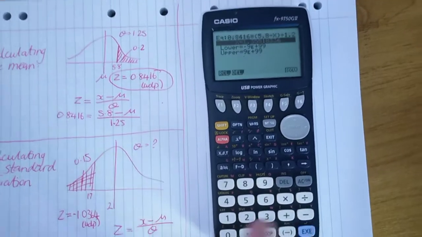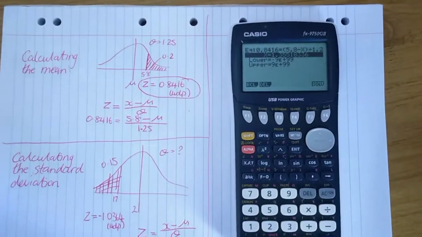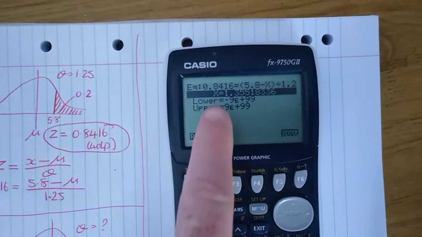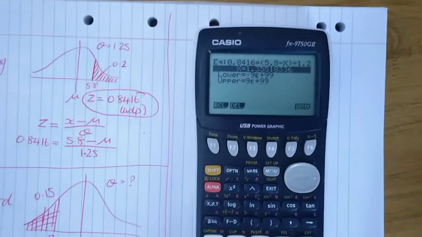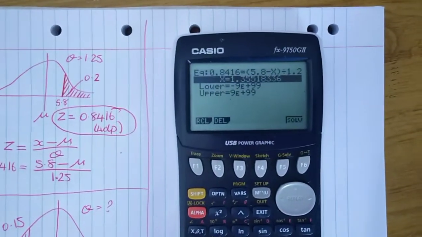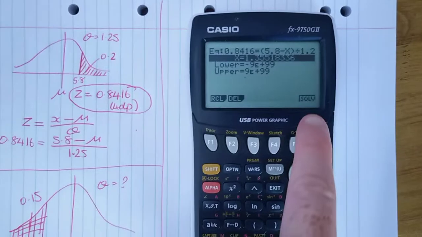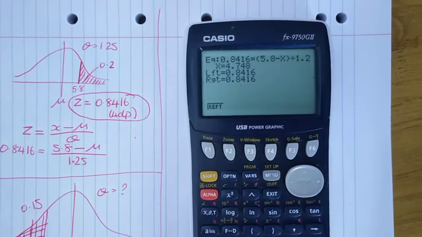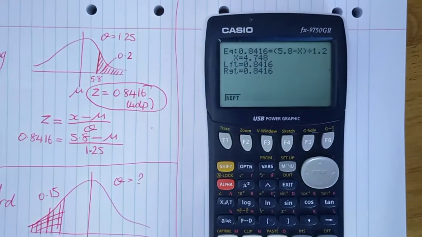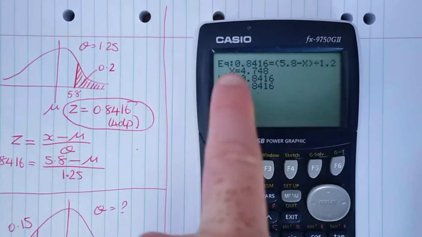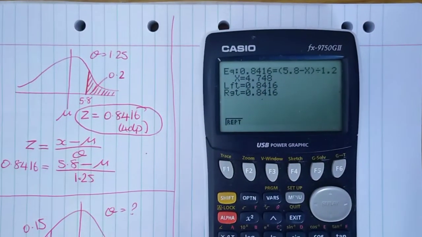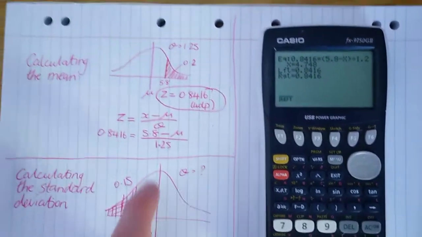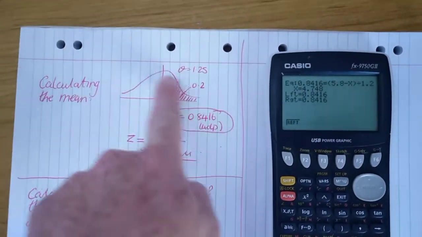We're going to push execute once. And I just want to note, at this point a lot of people are going to be like, oh yep, there's my answer, sweet. It actually hasn't done anything yet. Once you've pushed execute, you now need to push solve. And that x value there, so x equals 4.748.